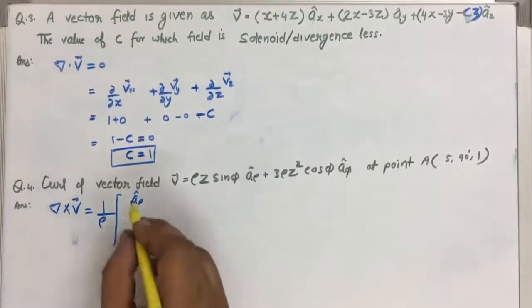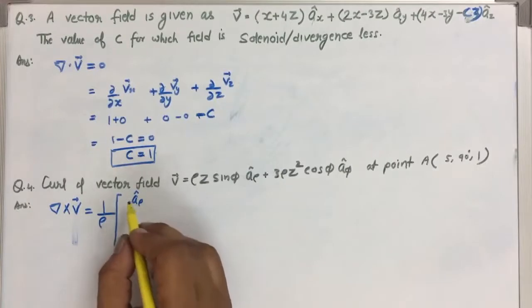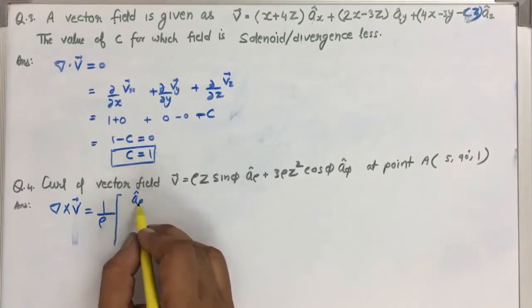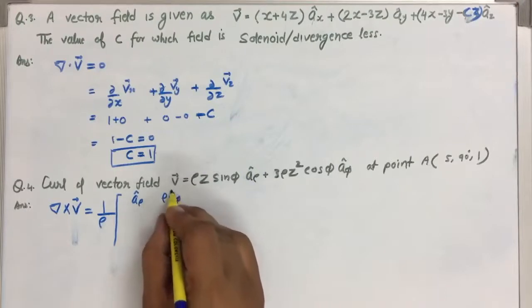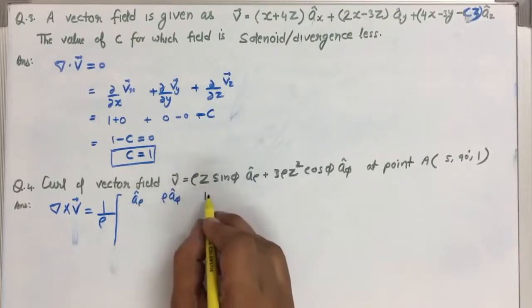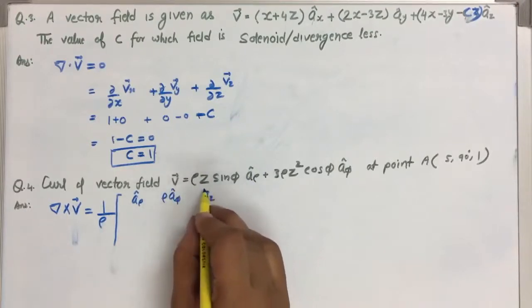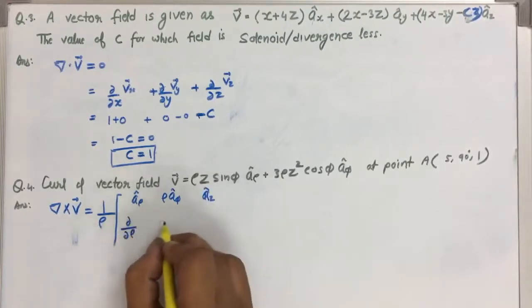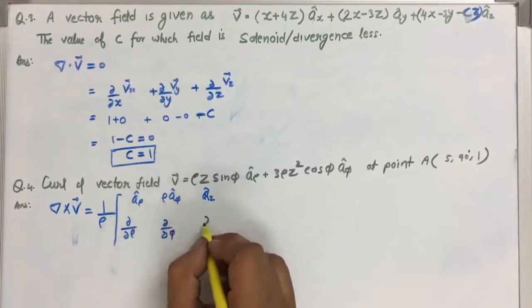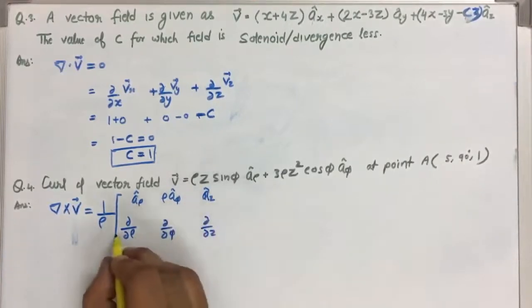So 1 by rho, h1 a rho, h2 a phi, h3 a z, then del over del rho, del over del phi, del over del z.